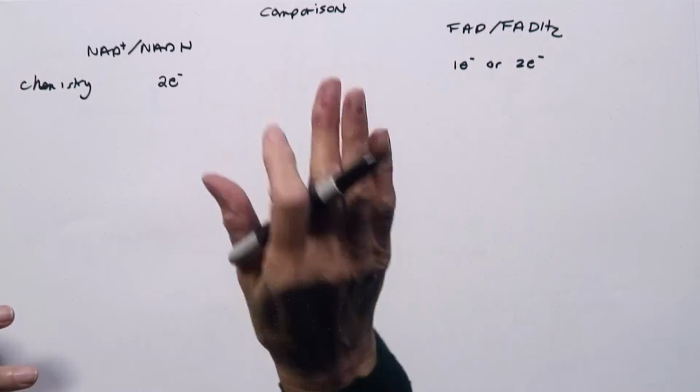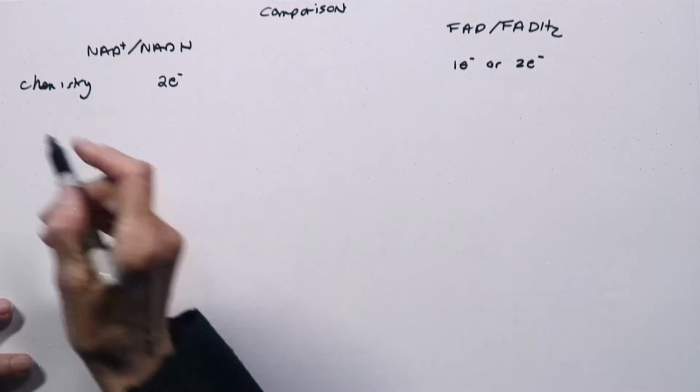So something that could donate 2 electrons would be NAD, NADH, which I'll show you in a minute, and something that can accept only a single electron are like metals. Like if you think back to hemoglobin and you think about the iron 3 state going to the iron 2 state. So there's a big distinction between the two.